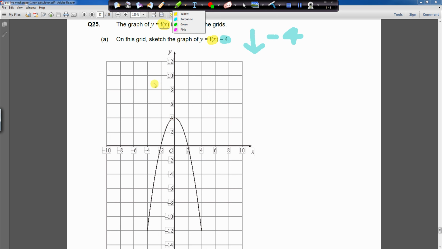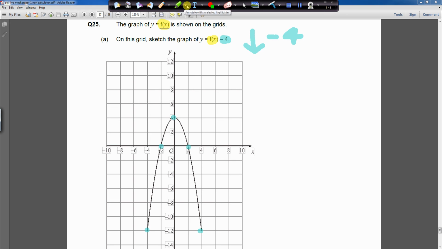If I look at the main points, we have one point here, we have a point here, and a point here. So I'm considering some points of the graph. Okay, we have this point here. Right, what we're going to be doing is dragging these points 4 places down.